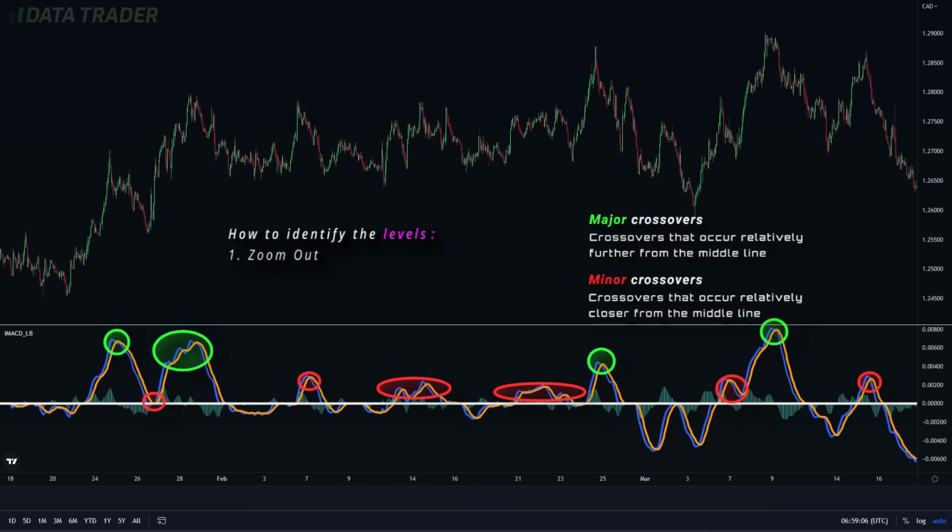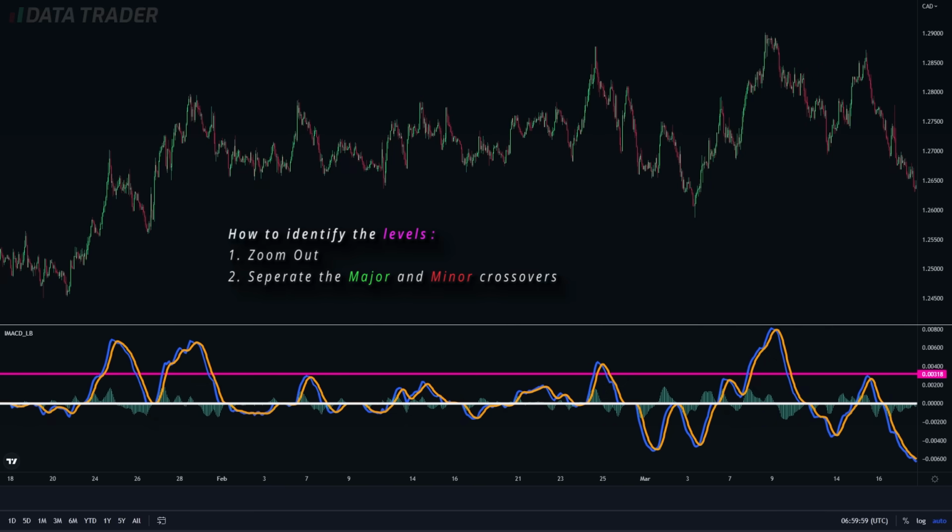Now, what you want to do is separate the major crossovers from the minor ones by drawing a horizontal line. And so the minor crossovers should be contained below the line, and the major crossovers should be contained above the line. Again, the reason for this is because we only want to take positions from these major crossovers and ignore the minor ones. And so this will be your overbought line.